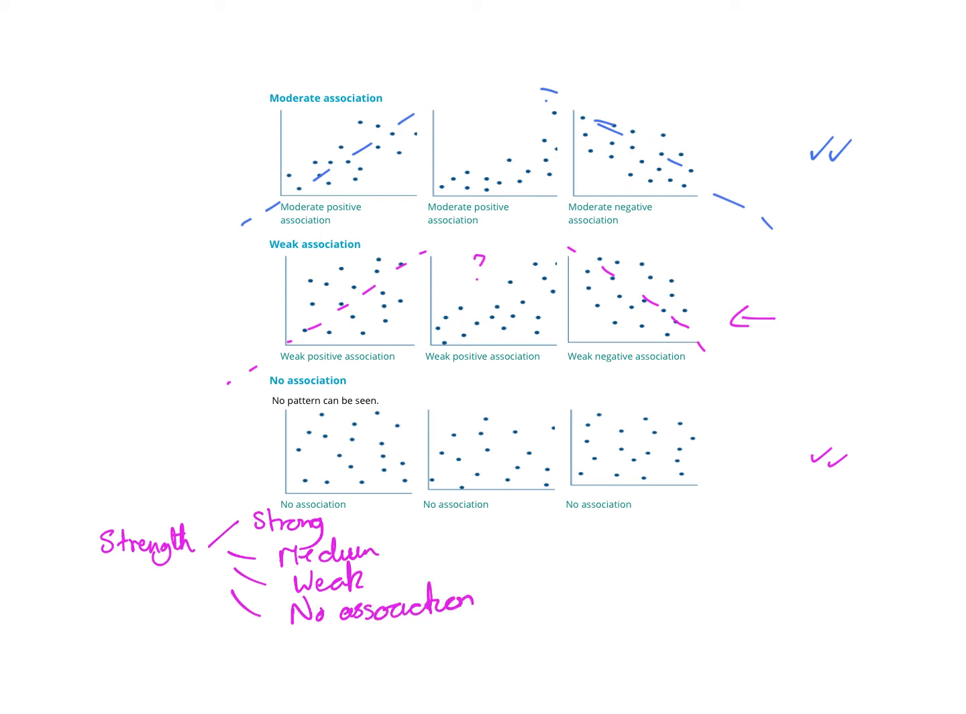So that is the strength of the scatter plot. We talk about the form, and really we only have the two options there. It is either linear in form or non-linear. And then we talk about the direction. And for direction, it can be positive or negative. Okay, obviously if there is no association, then it can't have a direction.